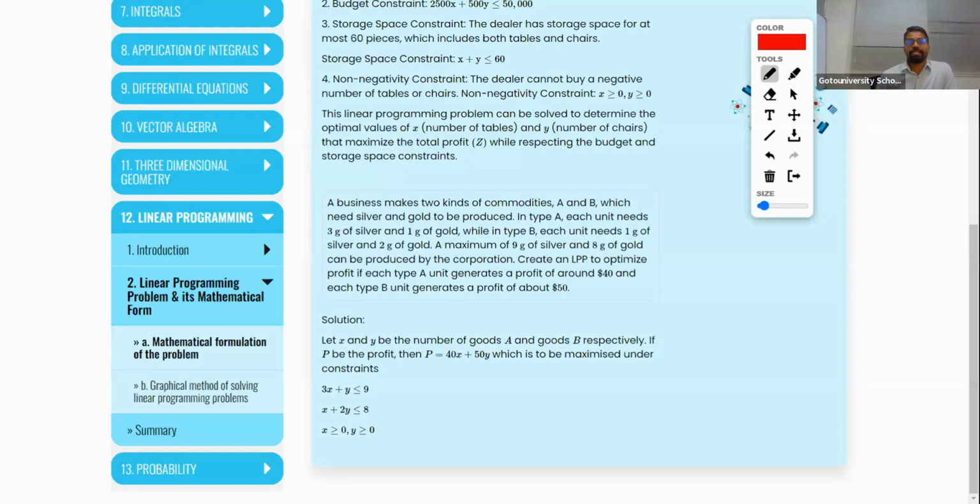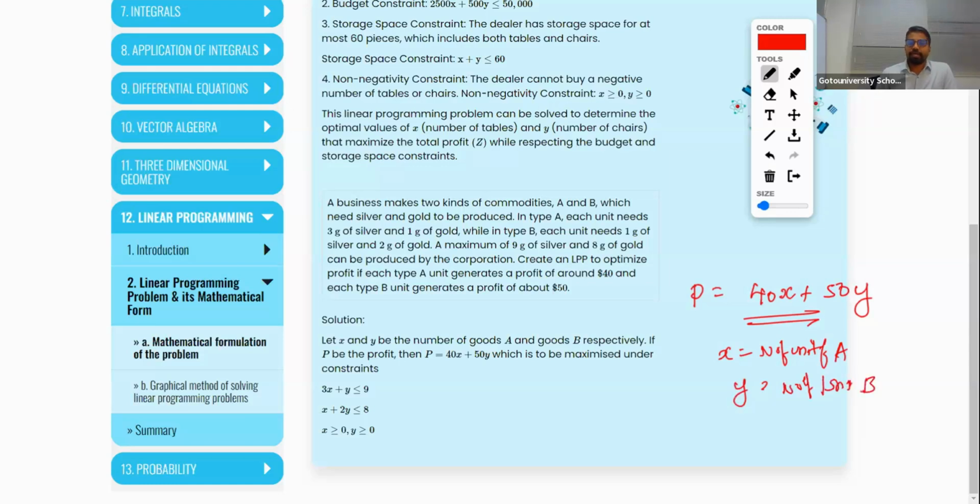Maximum of 9 gram of silver and 8 gram of gold can be produced by the corporation. So create an LPP to optimize the profit. Each A unit generates a profit of around $40 and each B unit generates a profit of $50. So our profit should be 40 for unit A, let it be X, and 50 for unit B, let it be Y, where X is the number of units of A and Y is the number of units of B.